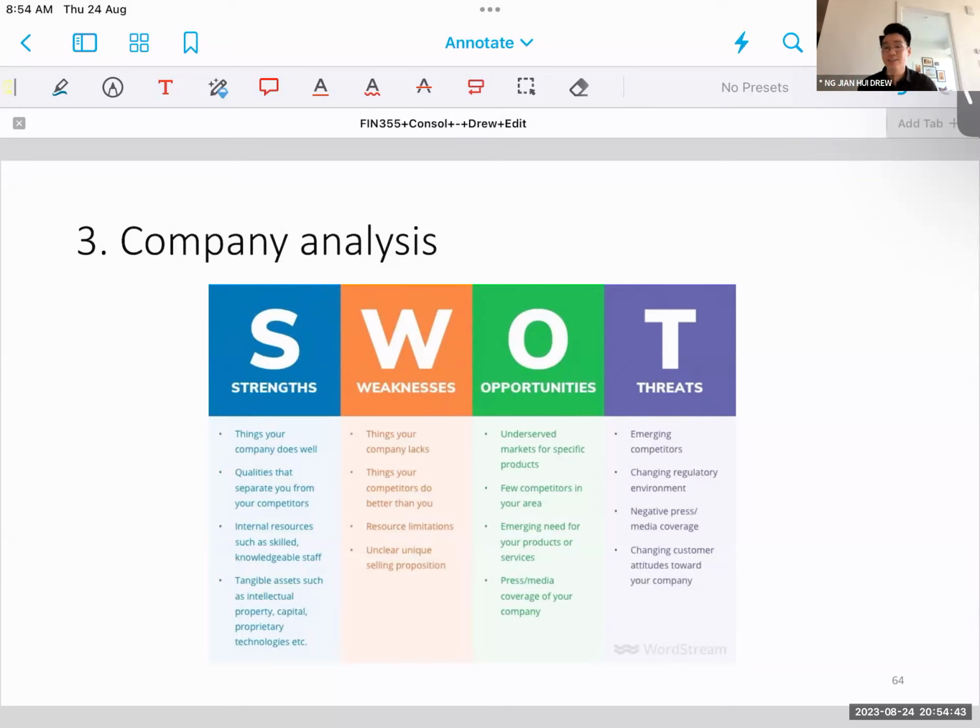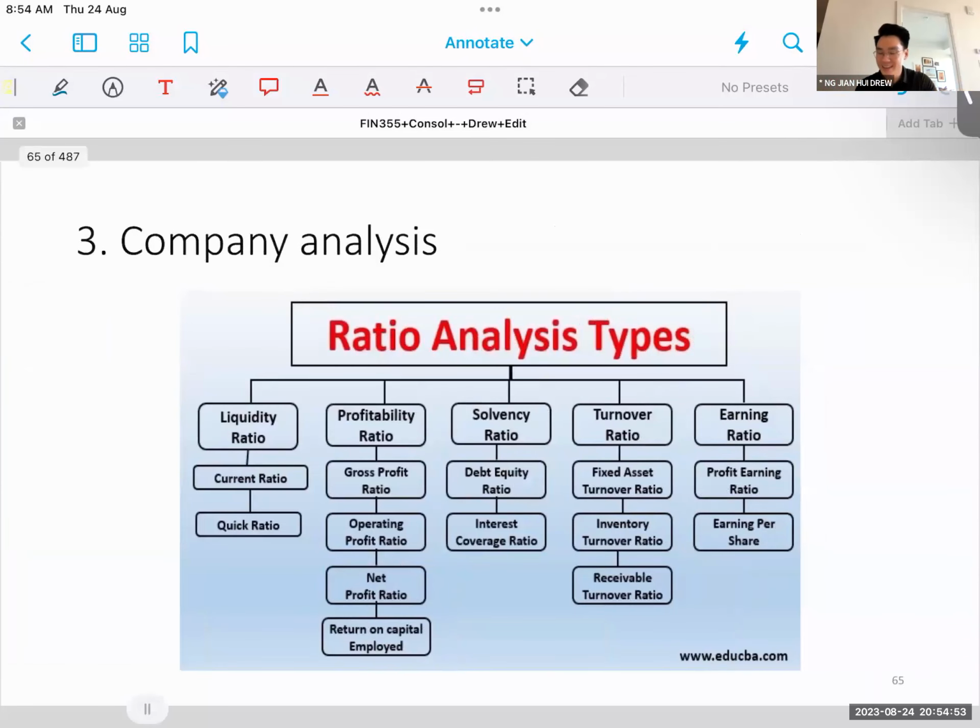so far. Of course, whatever qualitative should be supported by a quantitative, which is what we're going to look at in the next few lectures. All right. So everyone is following? Yeah. Okay, very good. And then company analysis.